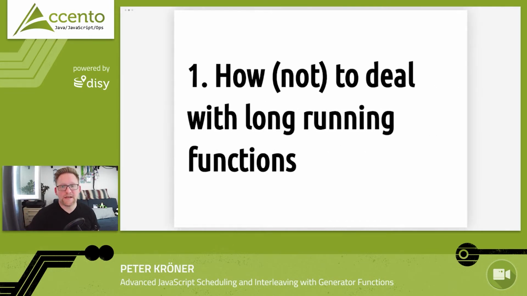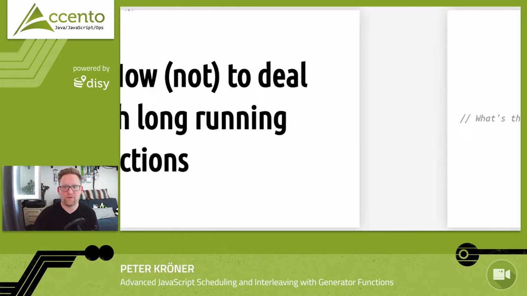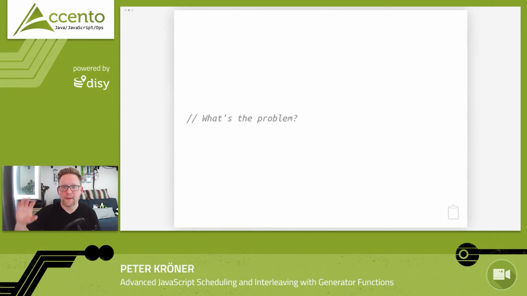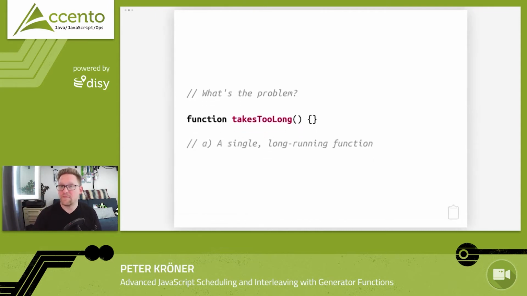Okay, let's start by talking about how you should not deal with long-running functions. And let's first explore the problem a little more in detail. Let's say we have a function and this function takes too long. It's a single long-running function somewhere in our front end and we cannot just get rid of it, it's just there. Now, this function by itself isn't the problem in our case. The problem is that this function takes too long.